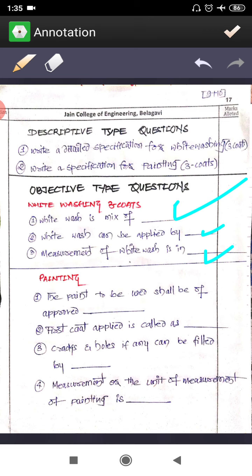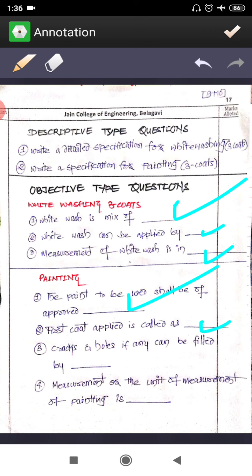The paint to be used shall be of approved tint and make, right? That should be there. Approved tint and make. Standard paint you are supposed to use there. The first coat applied is called the priming coat, right? This is the priming coat, very important one.